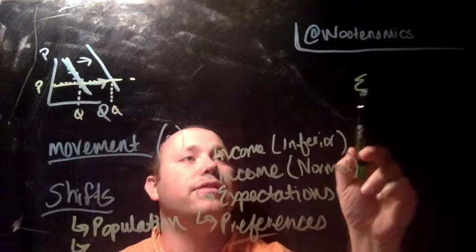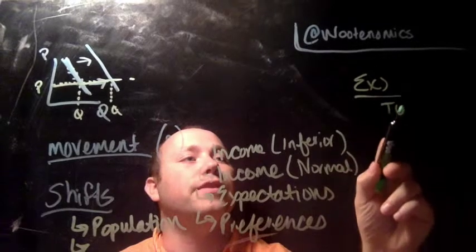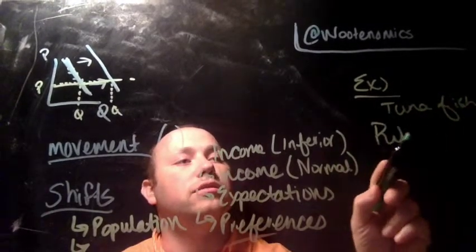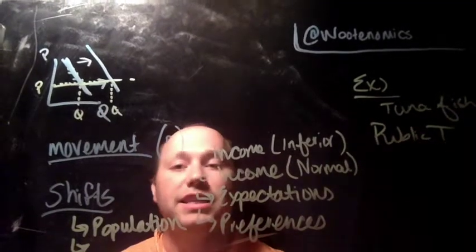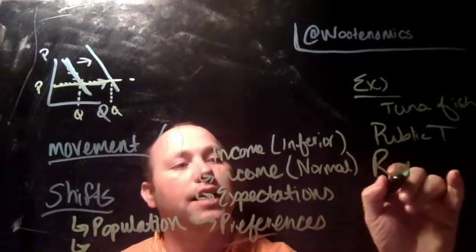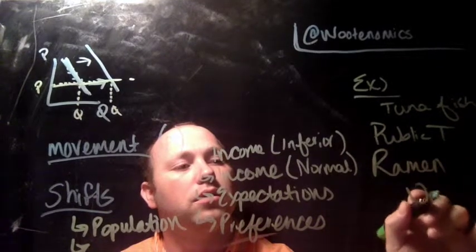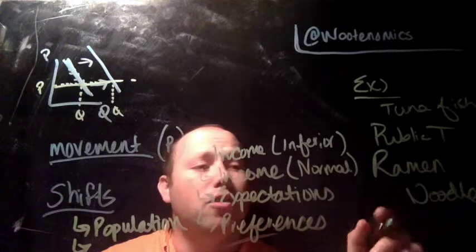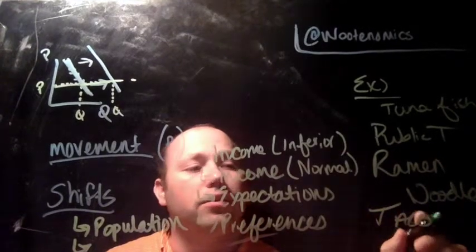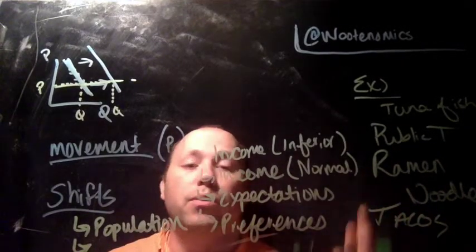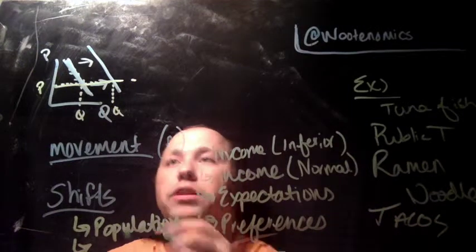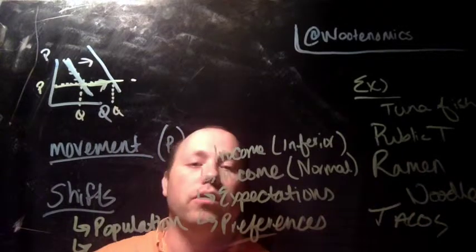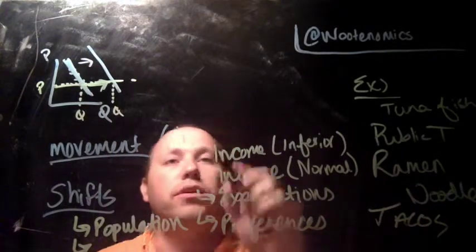So some examples of inferior goods are things like tuna fish, right? Public transportation. I'll just put public transit, right? The classic college staple ramen noodles, Taco Bell, right? So I'll just write tacos. As my income goes up, I want fewer of those items. Right, so as my income goes down, I would want more. Right, so remember right and left shifts, you'll be okay.